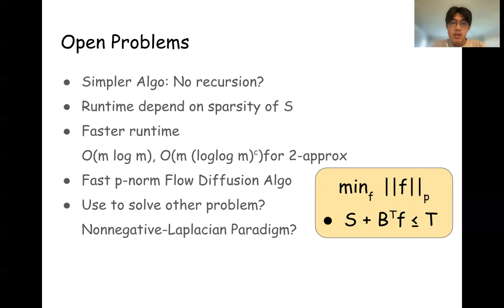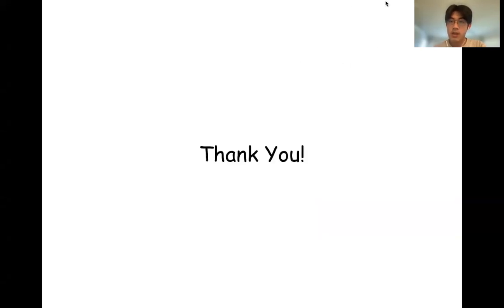Another one is, can we have an algorithm for solving p-norm flow diffusion instead of only two-norm flow diffusion? And the last one is, can we reduce some other graph problems to the two-norm flow diffusion problem, since we have this nice way of dealing with non-negativity constraints and the running time is fast? Can we generalize these techniques to some other problems as well? So that's it, and thank you very much.